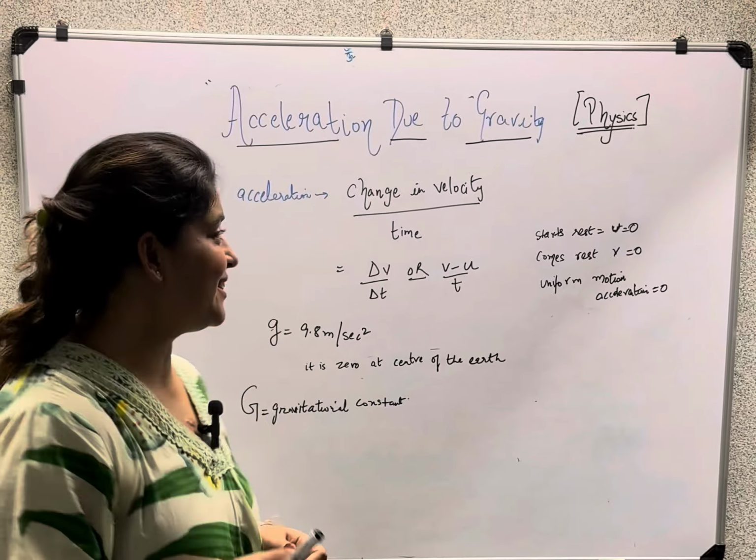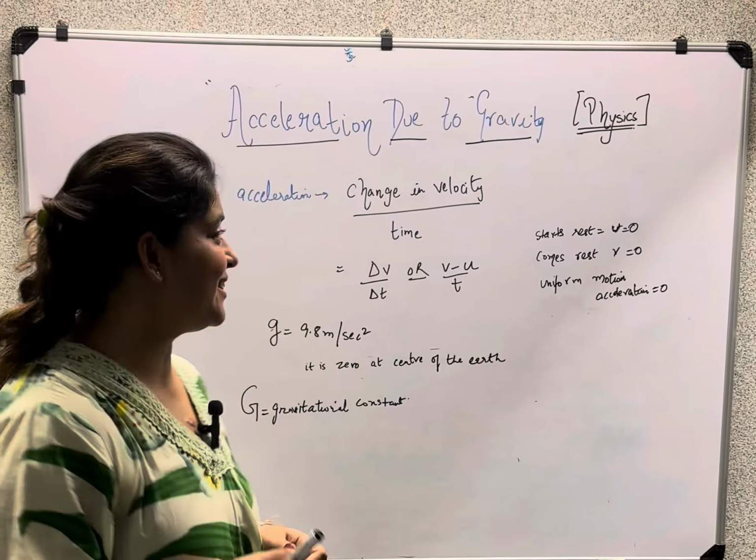You can see my other videos but I'll quickly repeat it for you. Acceleration due to gravity. Acceleration, what exactly does it mean? Acceleration means change in velocity over time taken. Now change in velocity is what? V minus u. V stands for my final velocity, u stands for my initial velocity. So change in velocity over time taken means delta v by delta t, or v minus u by t. I just write it for you.